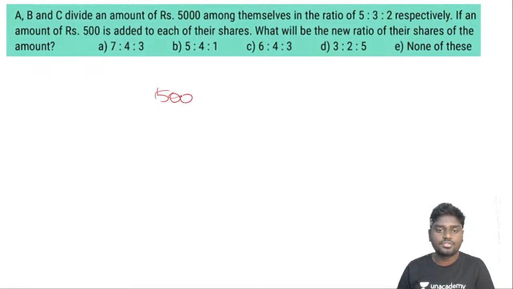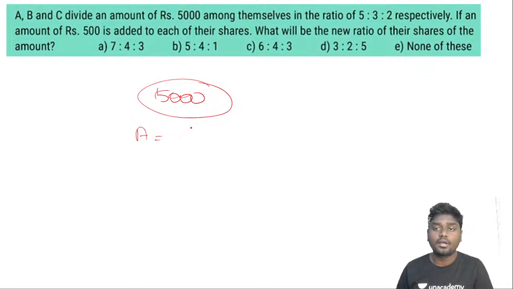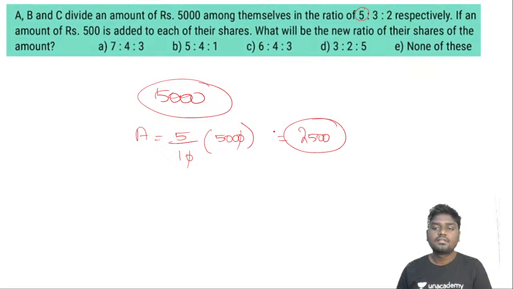First of all, how to crack this easily? You have a total of 5,000 and this is being divided among A, B, and C. So if you find how much will be A's share, it is nothing but the ratio of A divided by the total ratio, the total ratio is 10, into the amount which is being shared, 5,000. So A gets 2,500. The share of A from 5,000 is 2,500.